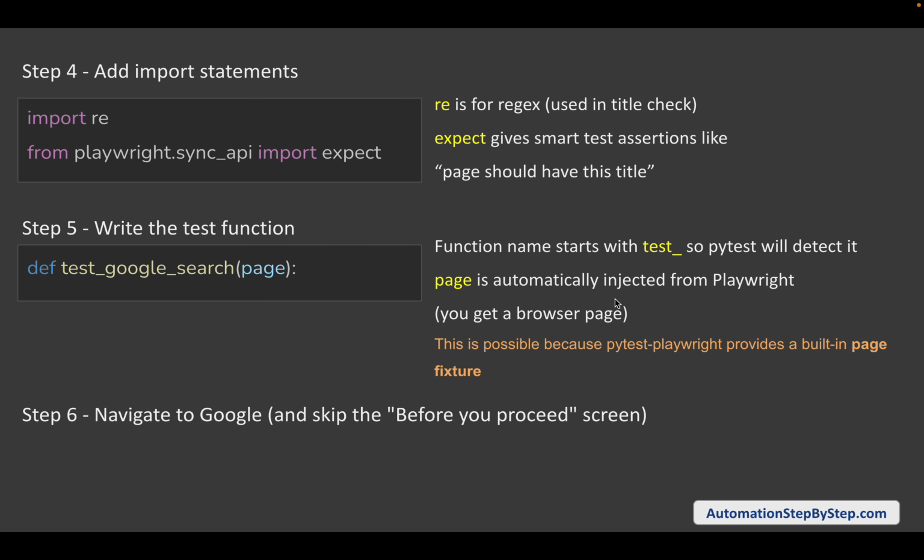So we have done step number 5. Now let's do step number 6. Here we are going to navigate to Google, and sometimes when you go to Google, you can see a kind of a pop-up.